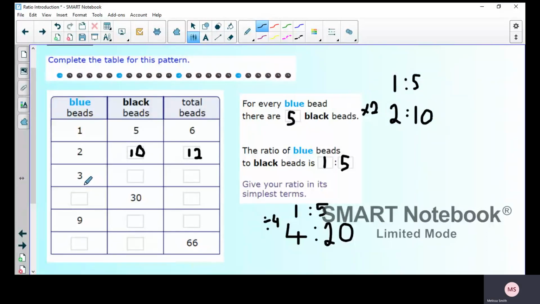If you're starting to get the gist of this, then pause the video, have a go at the rest of the table by yourself. Okay, let's have a look at the next one.